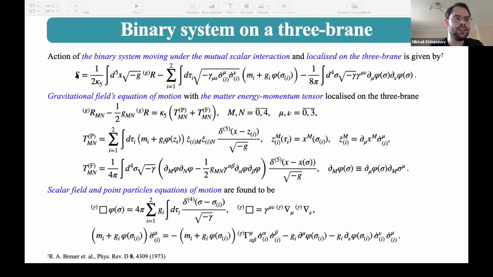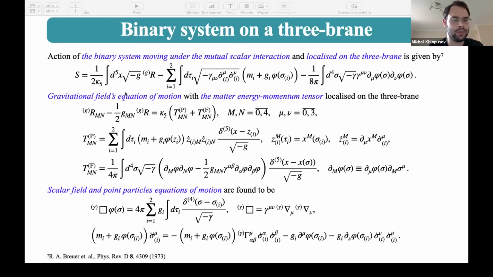In our work, we consider a binary system of 2 point masses moving under the mutual scalar interaction and localized on a free brane. The action of such a system is given as follows. Here, indices in brackets denote and enumerate the world lines of particles, and sigma are coordinates on the brane, and gamma is the induced metric on the brane.